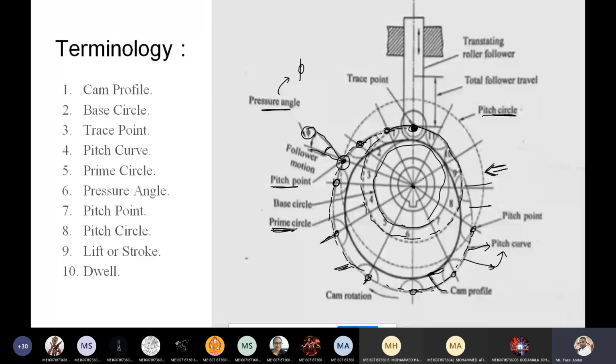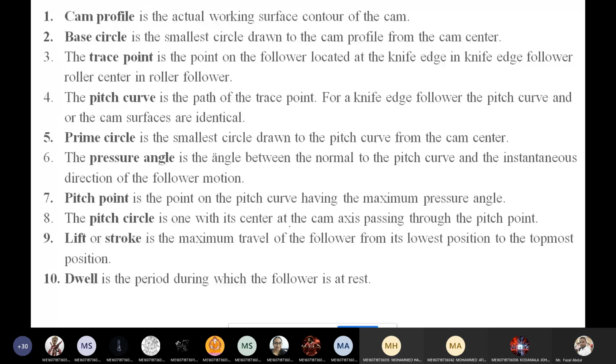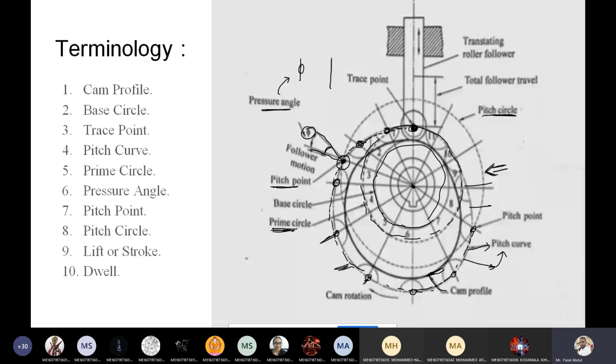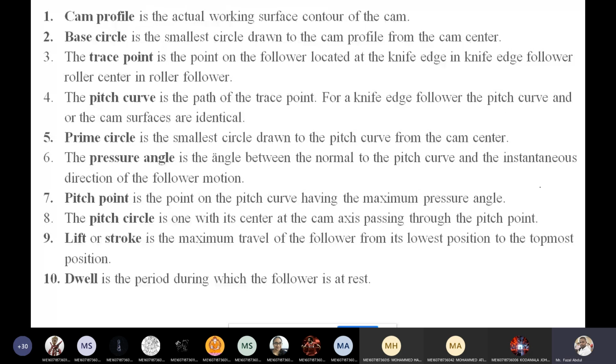Lift or stroke is nothing but this here. Because of continuous rotation of the cam, the follower is going to lift. This is the highest position of the cam, and this is the lowest position of the cam. Because of continuous rotation, the follower is going to reciprocate up and down. The maximum travel of the follower from its lowest position to the topmost position is known as lift.